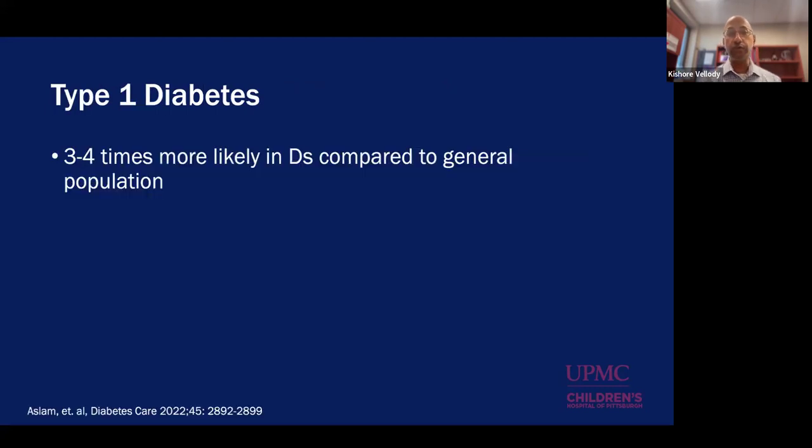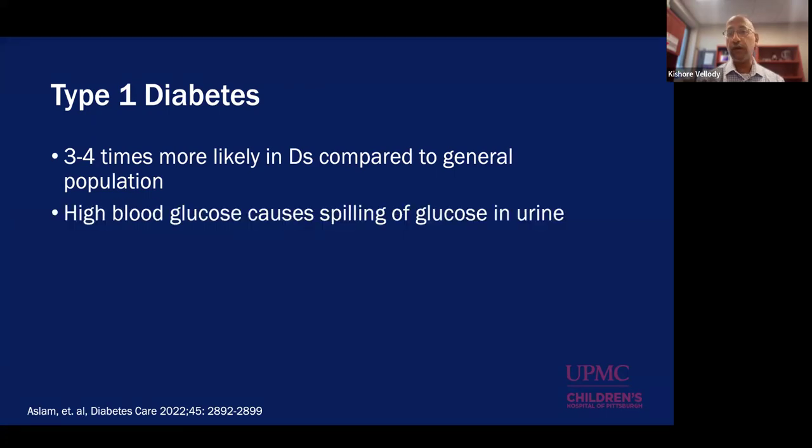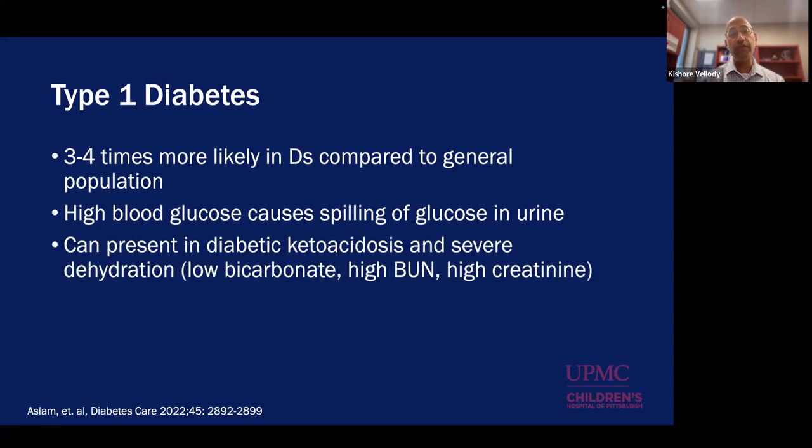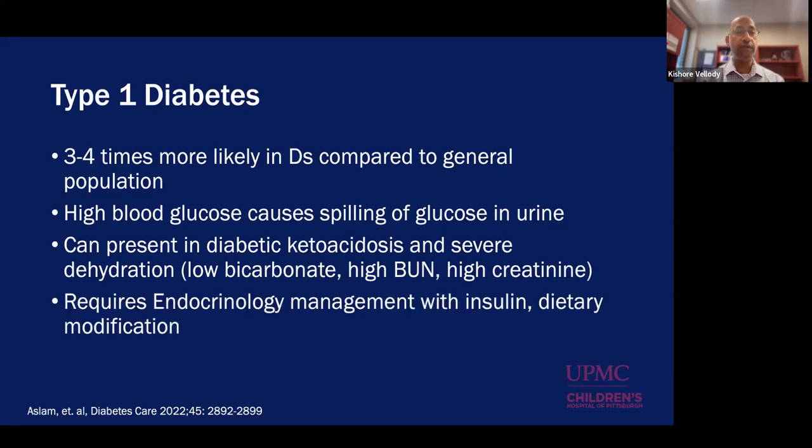Type 1 diabetes is 3 to 4 times more likely in Down syndrome than in the general population. The high blood glucose causes spilling of the glucose into the urine, which is why they pee so frequently. And then it presents with DKA and dehydration, which is what we saw in this patient. And then it definitely requires specific endocrinology management with insulin, dietary modifications, etc. So something that we definitely keep in mind.